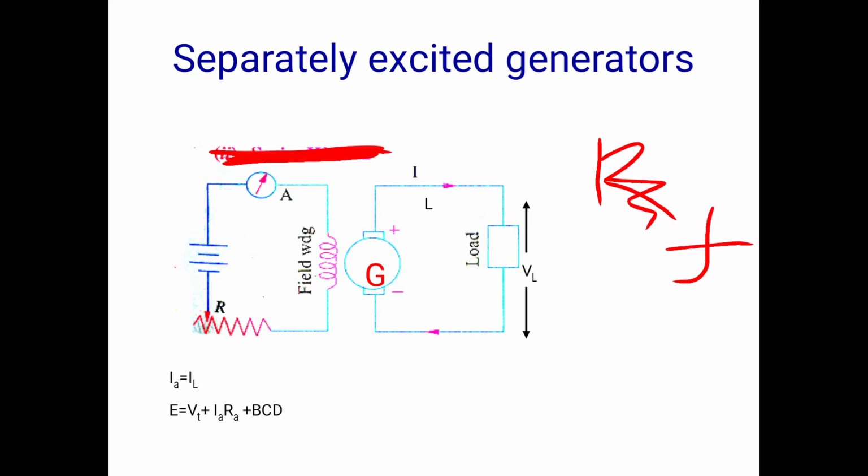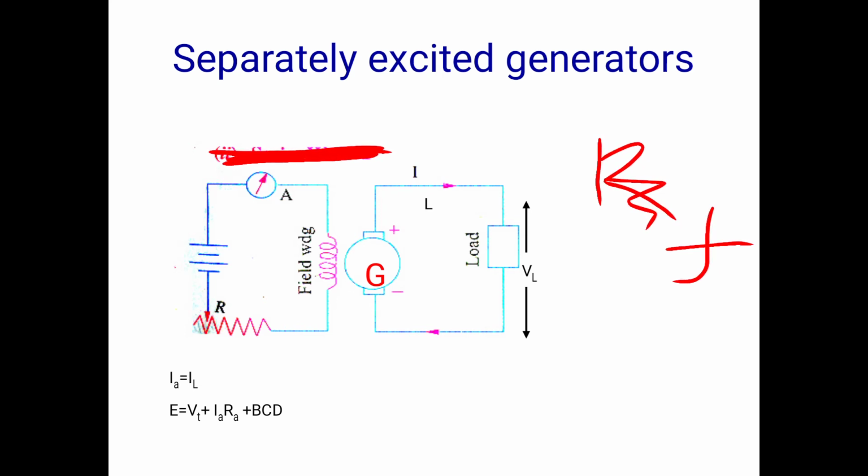The armature consists of the armature winding, which has some voltage drop. Next, the armature also has brushes, and the brushes also drop some voltage. So finally, the armature winding voltage equals the generated EMF minus the armature resistance voltage drop minus the brush contact drop. So it equals VL, or E equals VT plus IA into RA plus BCD.